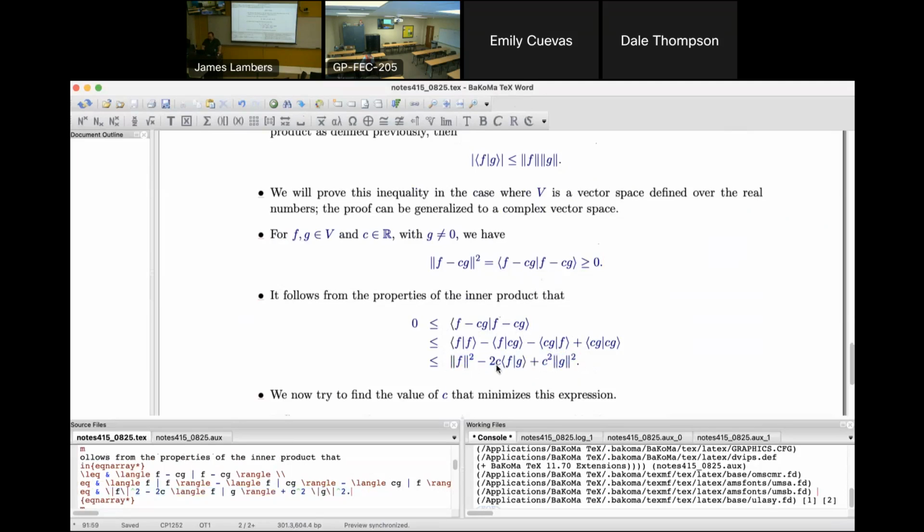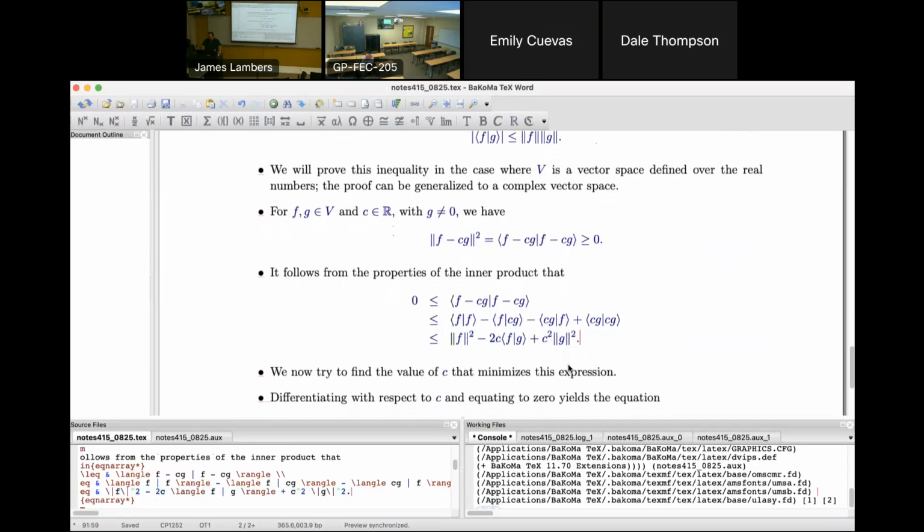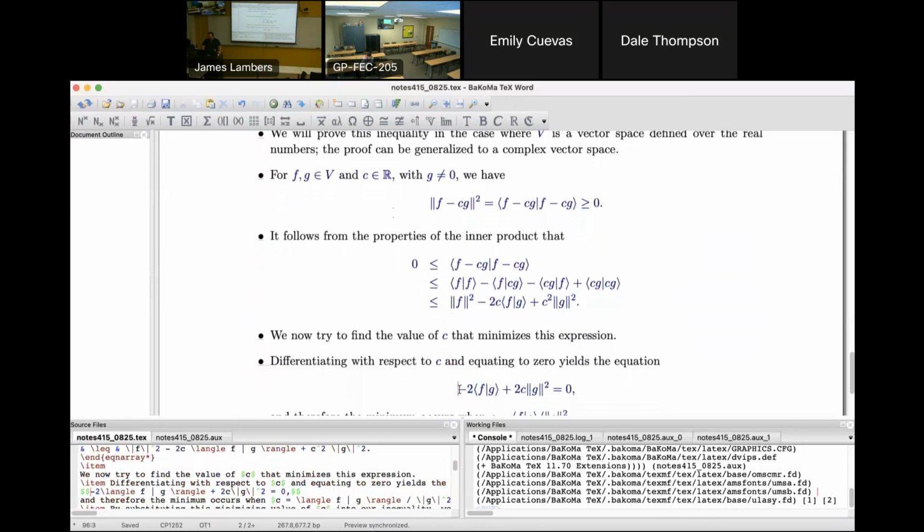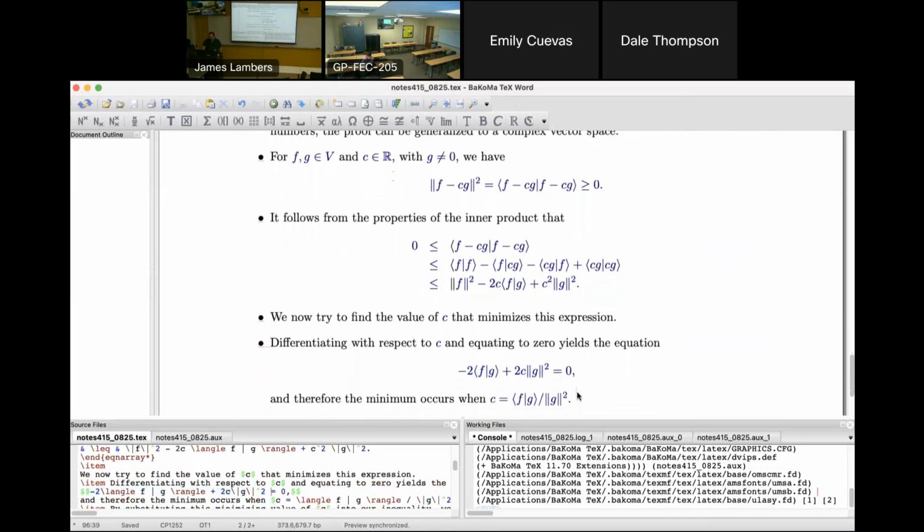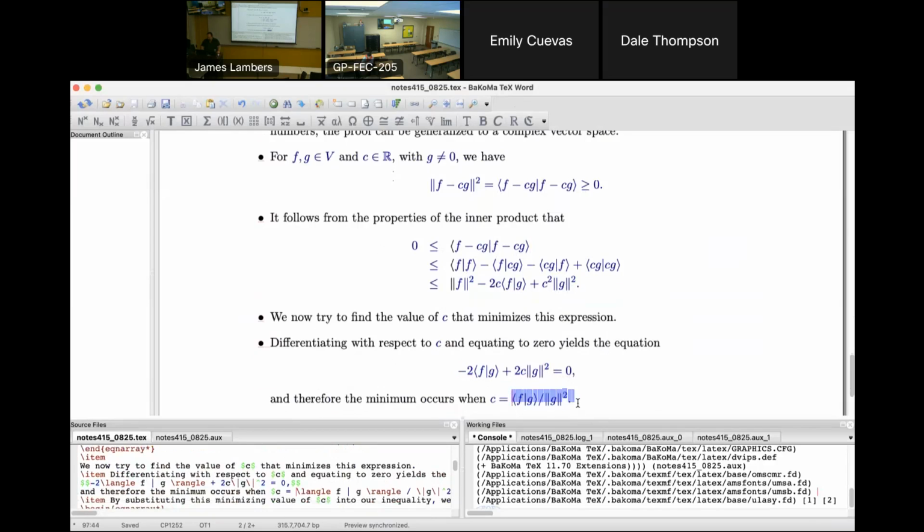So if you take the derivative of the whole expression with respect to c, this is what you get. And since we're trying to find the minimum, we're going to set that equal to 0. I should mention, if you took the derivative of this again, in other words, the second derivative of the original, you would get 2 norm of g squared. That's positive. So that tells you that whatever critical point you get is going to be a minimum rather than a maximum. So then you solve this for c, and you get this.